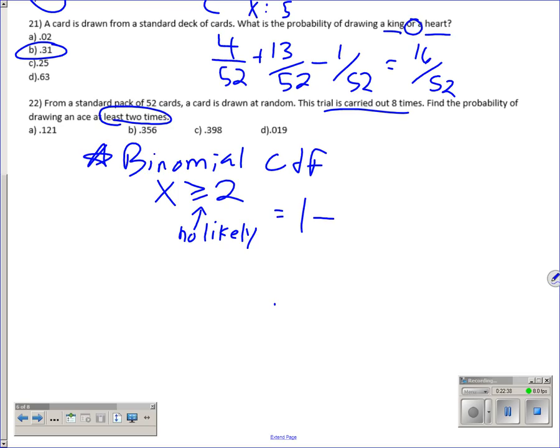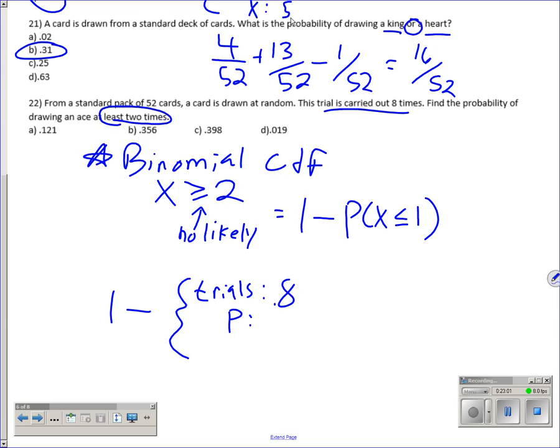1 minus the probability x is less than or equal to 1, which is 1 less than 2. So in my calculator, I am doing 1 subtract the binomial CDF of my trials, which is in this case 8 times. My probability of success, which is the probability of getting an ace, which is 4 out of 52. And my x value, which is 1 time. In this case, that comes out to be 0.12.